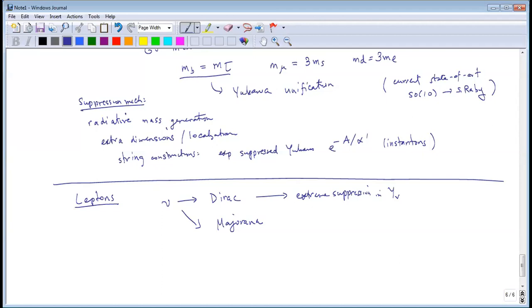If they do, then remember the canonical type 1 seesaw involves them having some kind of bare right-handed Majorana neutrino mass matrix that's taken generally to be heavy. Maybe you can't write that down, right? Because it's just ν^T ν. Maybe you can't write that down if the right-handed neutrino is charged, okay?